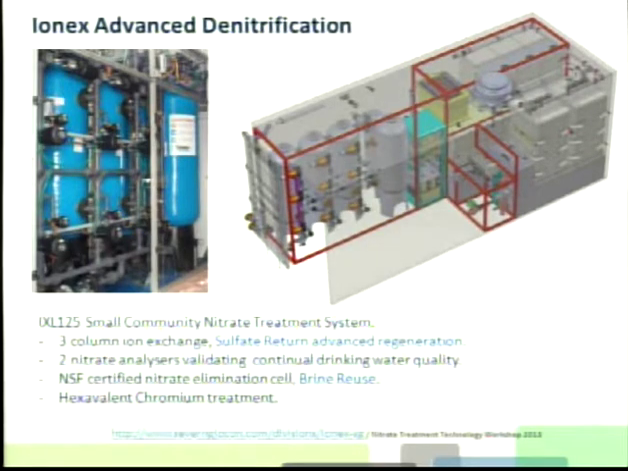So within the small community system, as we've approached this design, we've included the 3-column ion exchange, 2 nitrate analyzers. One's continuously on the treated water output that people drink, and the second one is monitoring the system operation inside, looking for the breakthrough and the leakage of nitrate out of the columns. The electrochemical cell is NSF certified, and we also, on this one, because of the well we're going on, have an extra column to incorporate and remove hexavalent chromium to less than 10 ppb.